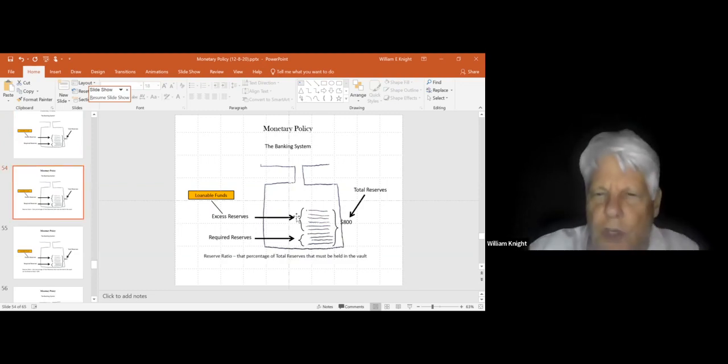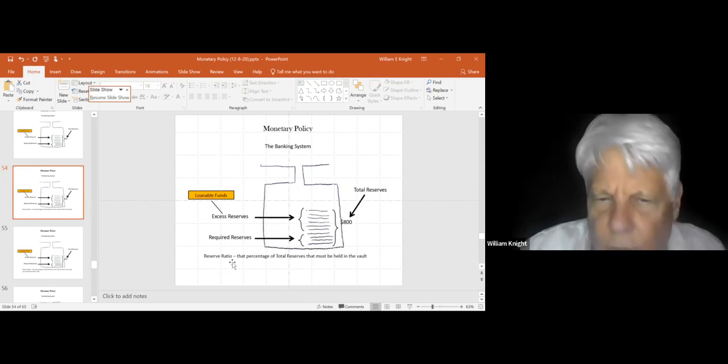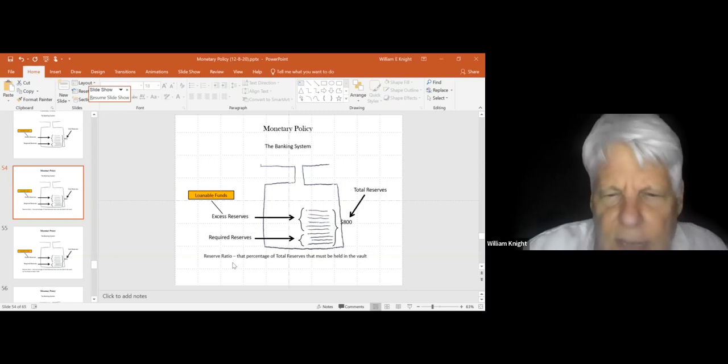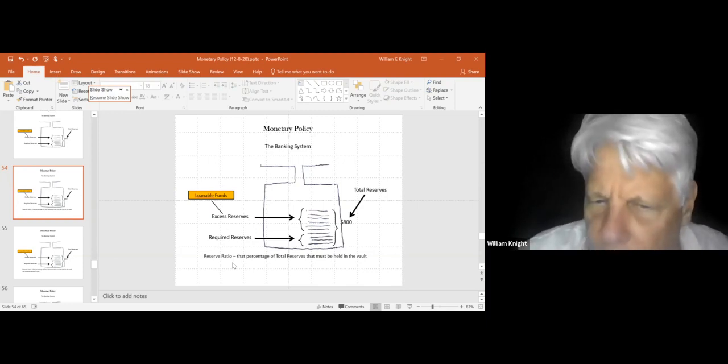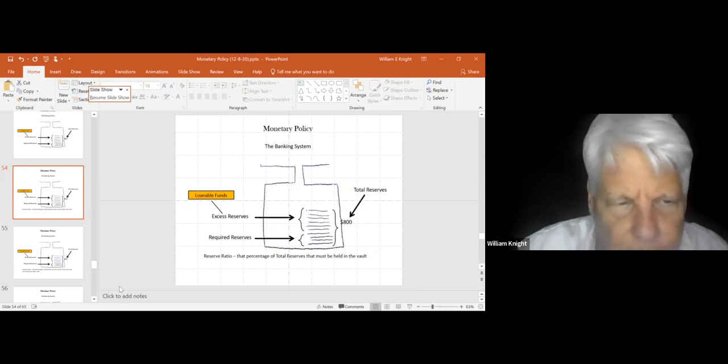Now, the proportion of total reserves, the fraction that determines the exact number of dollars I must keep in the vault, that's called the reserve ratio. The reserve ratio. That is the percentage of total reserves that the bank must hold in the vault at all times. Can't lend that out. That's the percentage of total reserves.